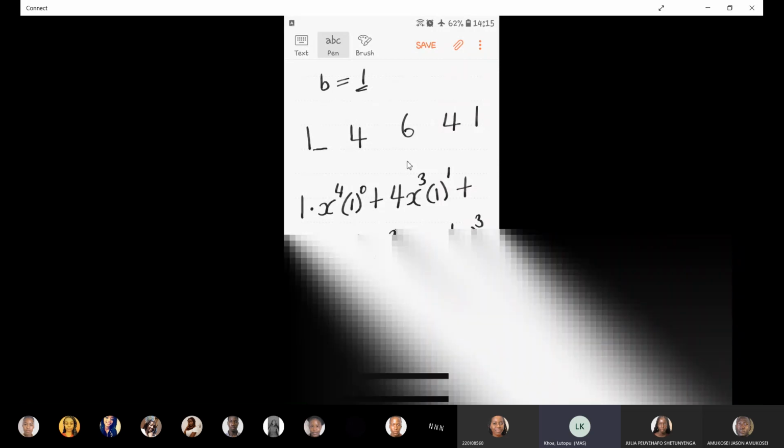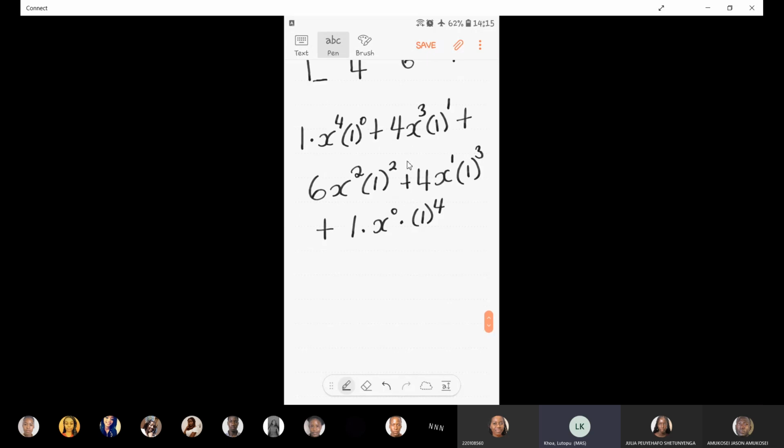Then what I do here is now just simplify what I have. For the first one, I have 1 times x to the power of 4 times 1. This is just x to the power of 4. Then the second one, I have 4 times x to the power of 3 times 1. This is just 4x to the power of 3. And then I have 6x squared times 1, which is just 6x squared.